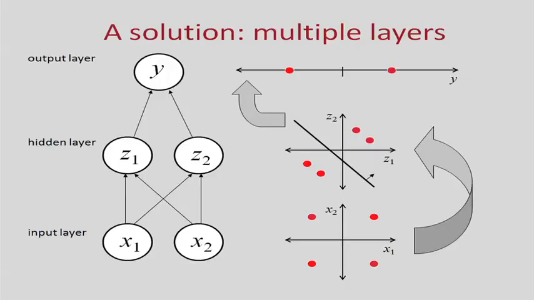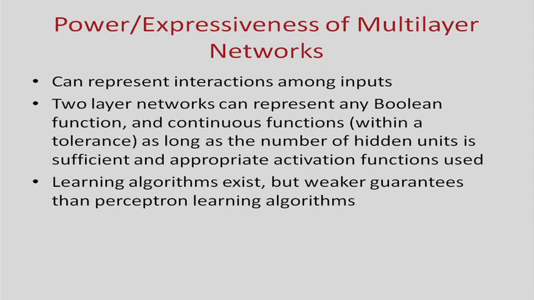For example, if you look at this picture, we have x1 and x2, and each of z1 and z2 is a linear function of x1, x2. Each does a linear separation between x1 and x2, but y is a function of z1 and z2. And if we use suitable nonlinear activation functions, then this sort of connection can represent XOR or other non-linear functions.